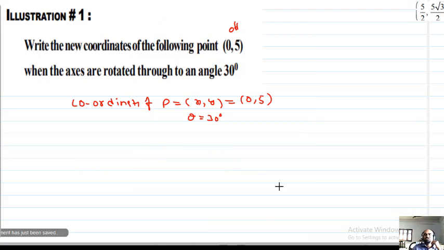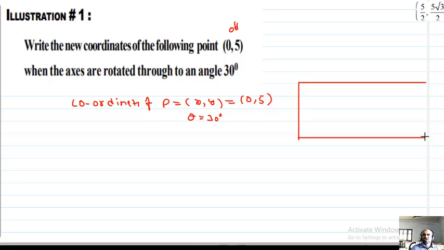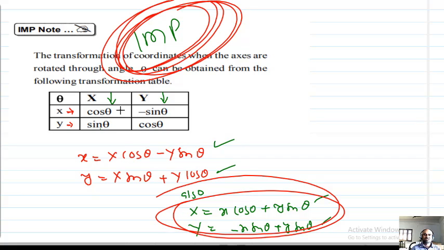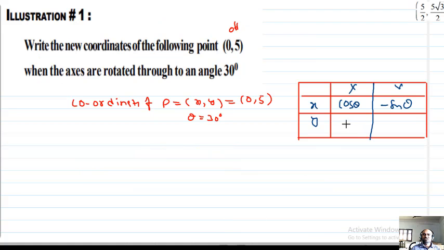But in the examination, how to write? Just do one thing: try to draw a table in the examination. Then we'll get an idea. Here small x, here small y, here capital X, here capital Y. What I told: cos theta, minus sin theta. You should remember now. After that, here sin theta, cos theta.